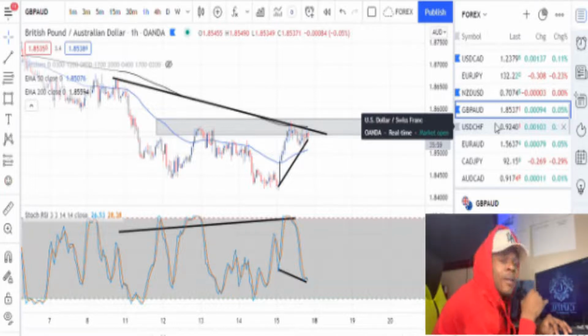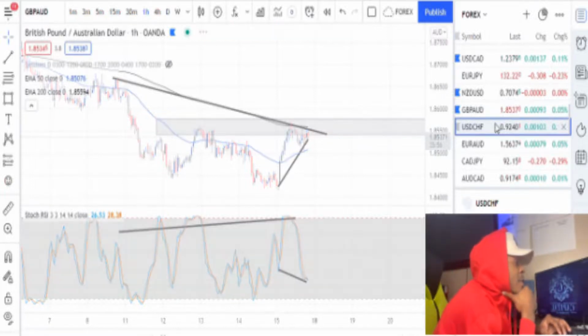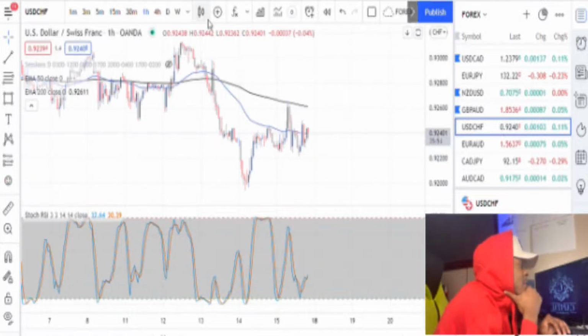I'm gonna wait till I get a confirmation candle on this one, on GBPAD. I'm gonna wait for a confirmation candle before I enter that trade.